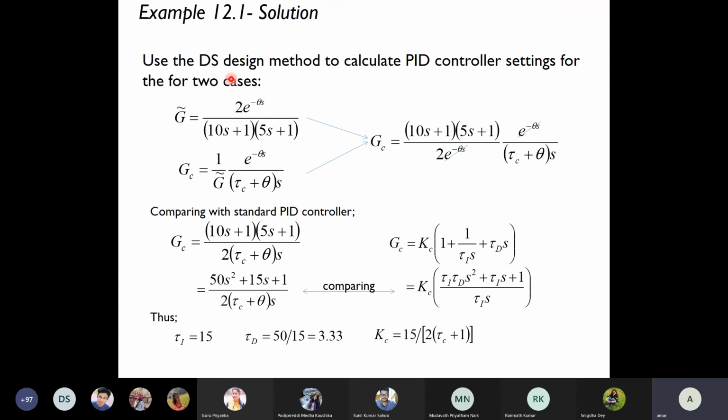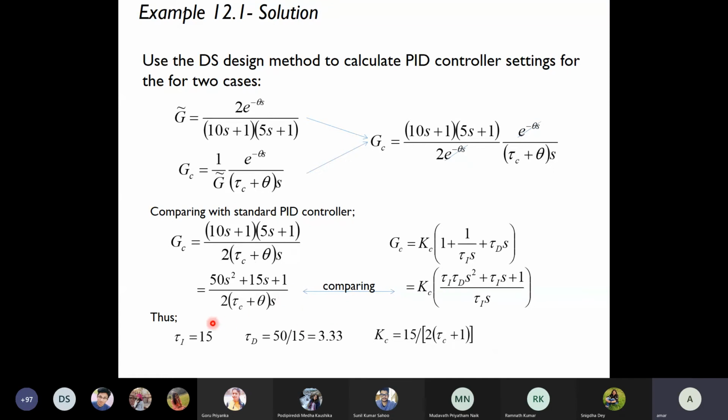Now, for this process, if I use the direct synthesis design method, I will get the PID controller parameters. So my G tilde is this equation. The GC will be 1 by G tilde, e to the power minus theta s, by tau c plus theta s. So using these two, I will get the GC as 10s plus 1, 5s plus 1, by 2, e to the power minus theta s by tau c plus theta s. And then I will get this GC equation, and comparing, I will get tau I equal to 15, tau d will be 3.33 and Kc is equal to 15 by 2 tau c plus 1.